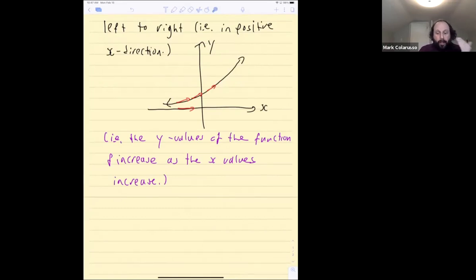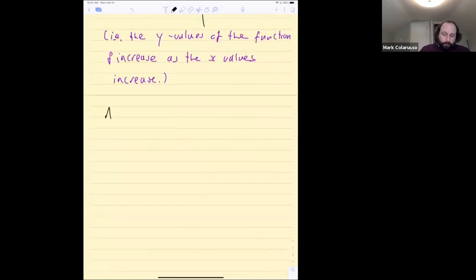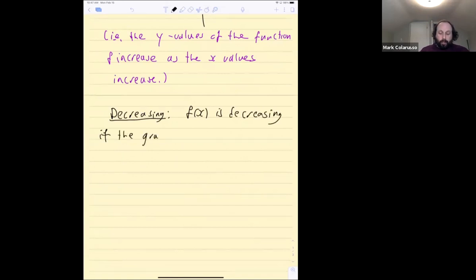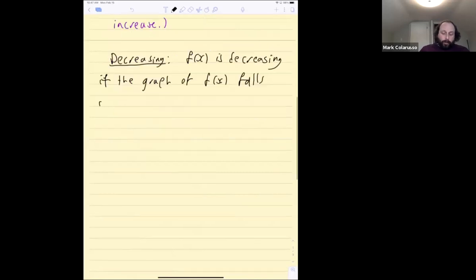So that's increasing. Decreasing, you can imagine, would be the opposite. The graph is falling as you move from left to right, so the y values are decreasing as the x values increase. So decreasing: f of x is decreasing if the graph of f of x falls as we move from left to right.